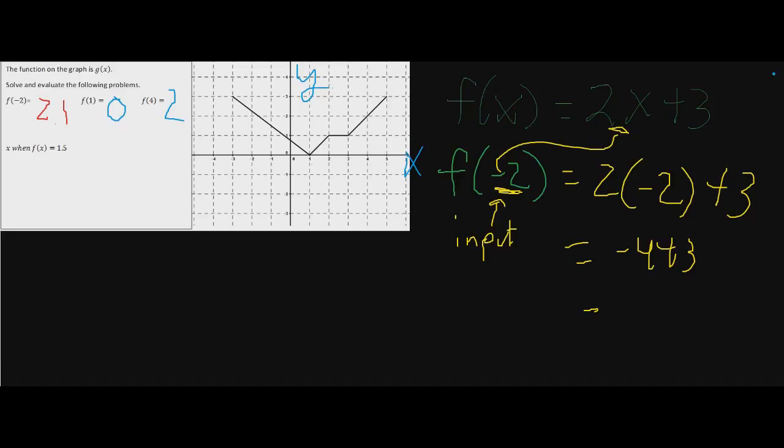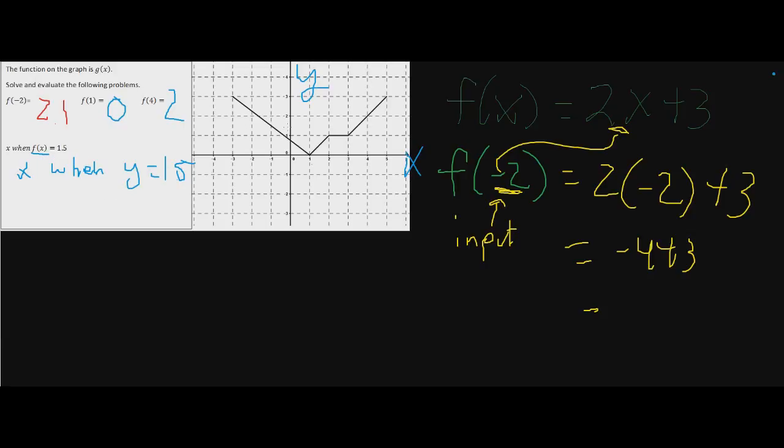Okay, now if we go over to this question over here, find x when f of x equals 1.5. Well, in this case, do we know what our input is? No, we don't tell you what's the number inside the parentheses of our function notation. We're actually trying to find x when f of x equals 1.5. Another way of writing this is, what is x when y equals 1.5? F of x is the exact same thing as y.